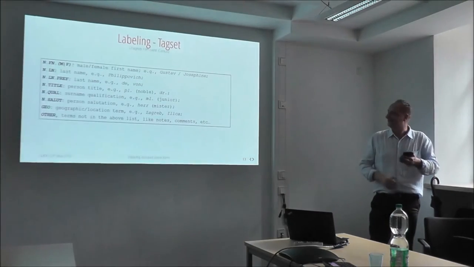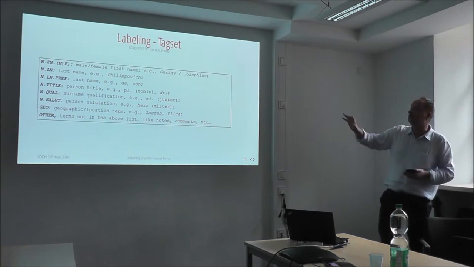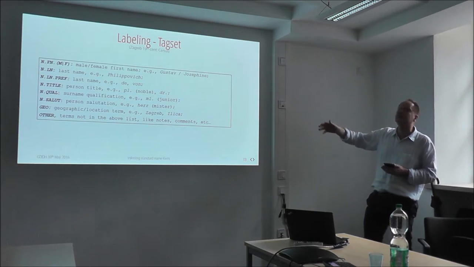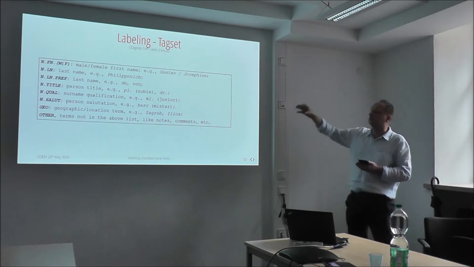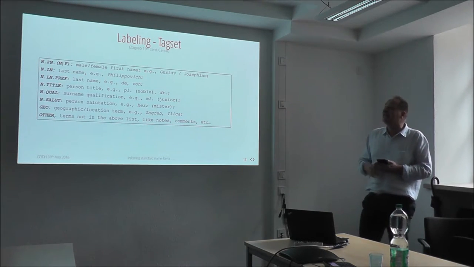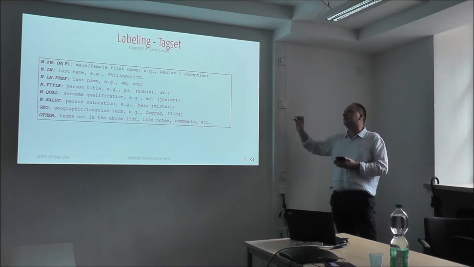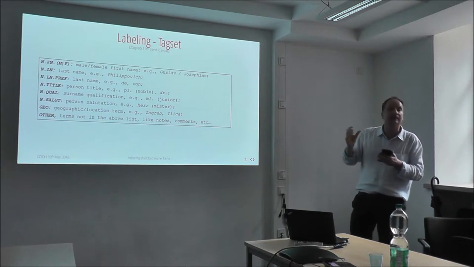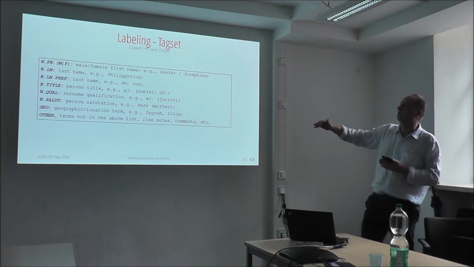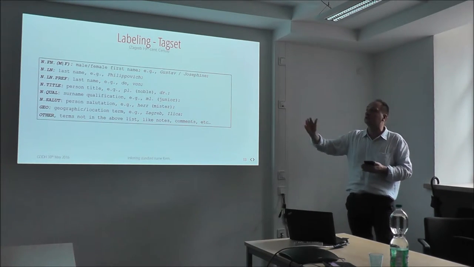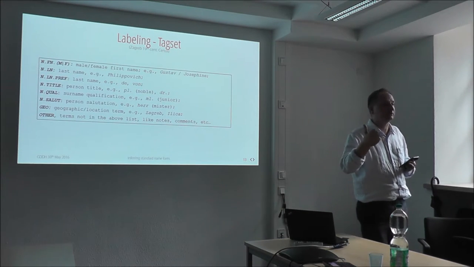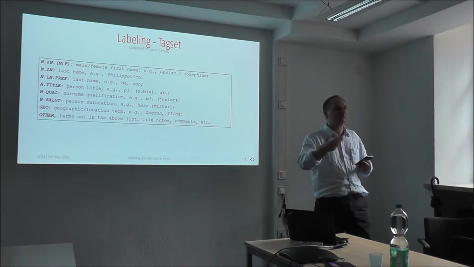Ten, fifteen minutes. Okay, so in order to label text, you first need to decide on the label set. You need to decide what labels you want to apply to every token. And this is many times a compromise between the number of labels and the accuracy of the model. Because if you have only one label, of course, this is an extreme case, your model will be perfect. But completely useless.